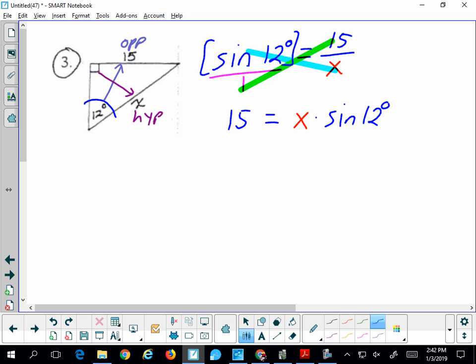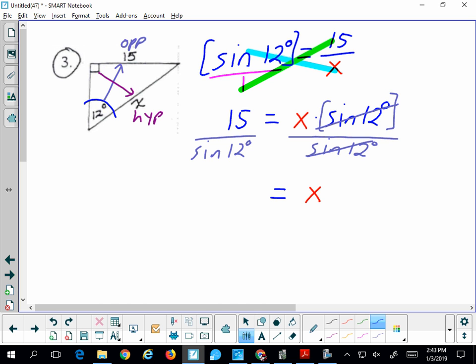Once I cross multiply on this one, x is not isolated. It's still over here times the sine of 12 degrees. So I have to do one more step to get x by itself. Since this sine of 12 degrees is one single piece, I can divide everything by that sine of 12 degrees to cancel it out. Do that on both sides. And I end up with x is equal to 15 divided by sine of 12 degrees.